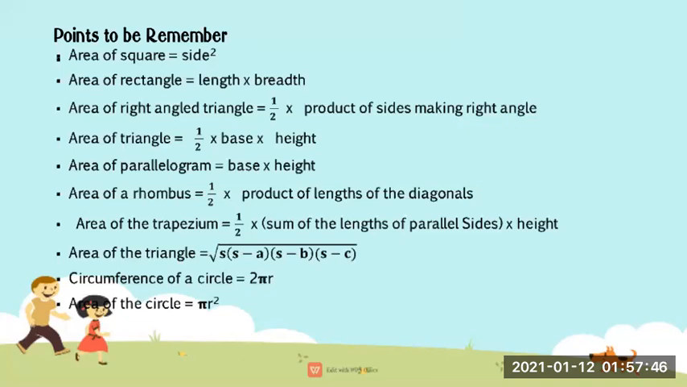Now next is area of a trapezium. Area of a trapezium is half into sum of the lengths of the parallel sides multiplied by height. Next, area of a triangle when there is S, where S means semi-perimeter: the area is the square root of S into S minus A, S minus B, S minus C. Next, the circumference of a circle is 2 pi r, and last, area of a circle is pi r square.